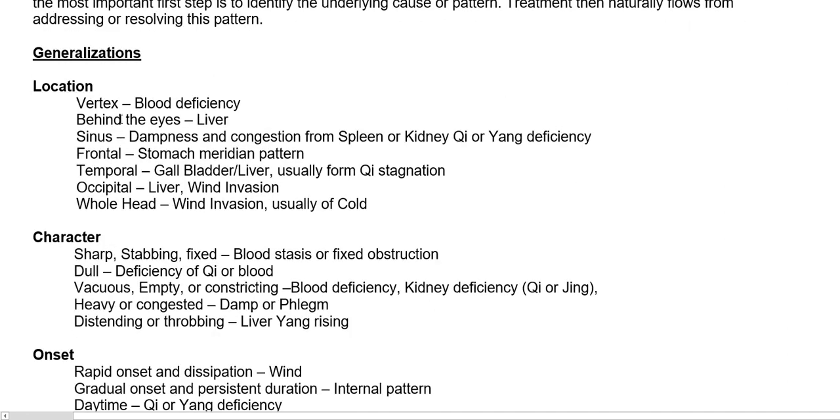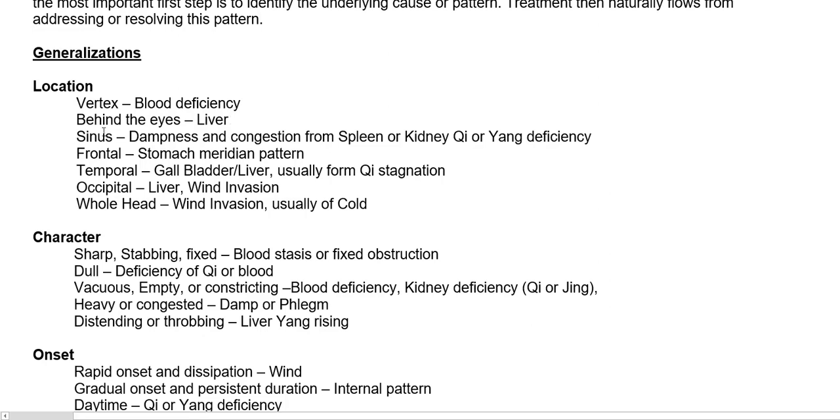This next one, though, is a little more reliable. Behind the eyes is almost always liver. There are a couple other patterns that'll do it, but liver is usually what we see here. The liver, as I'm sure you remember, manifests in the eyes. Well, the Shen manifests in the eyes. The liver opens into the eyes. And so when we see anything happening with the eyes, we often think of the liver.